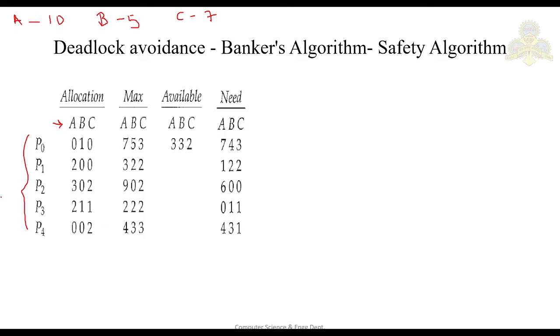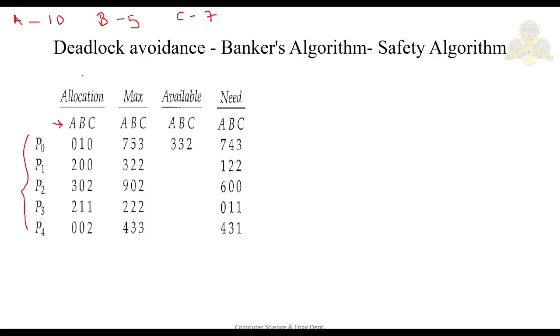I'll tell again for P1. P1 requires 322 resources, out of which only 200 are allocated to it. It still needs the difference, so you do 322 minus 200, which is 122. That means process P1 still needs 122 resources to complete its execution. Likewise for all these processes. Okay, now I'll talk about the available.